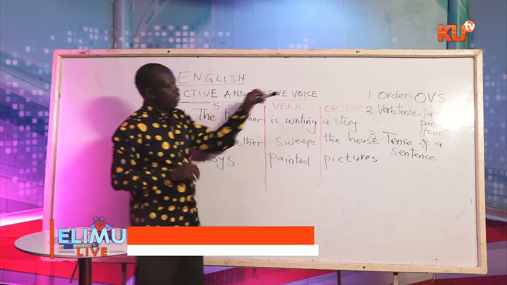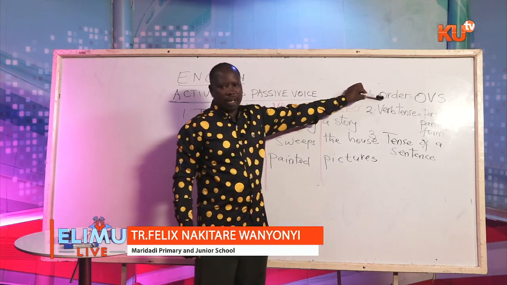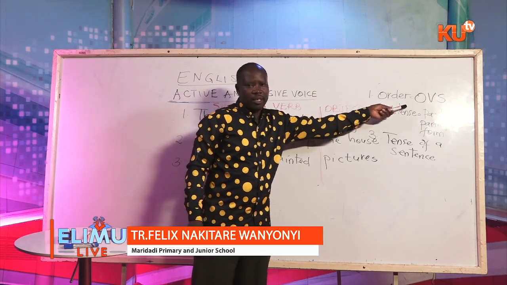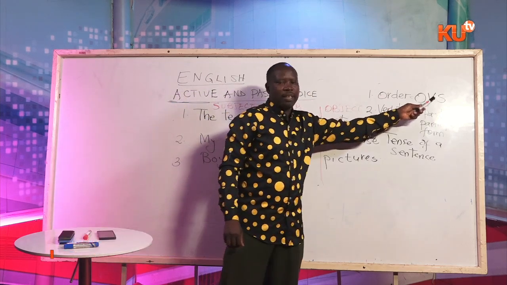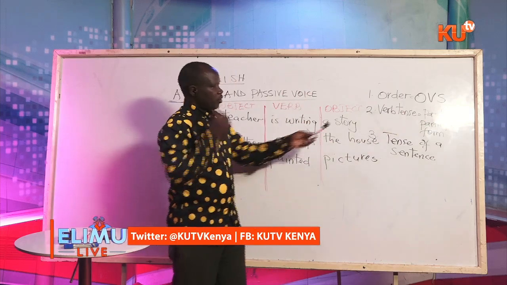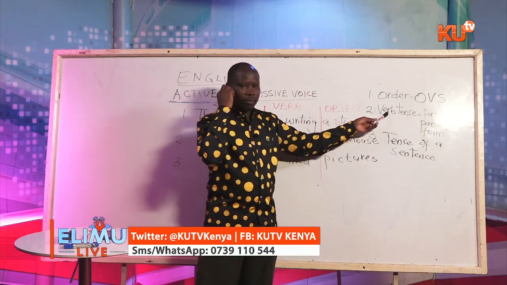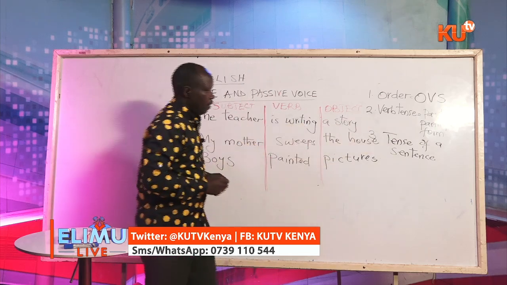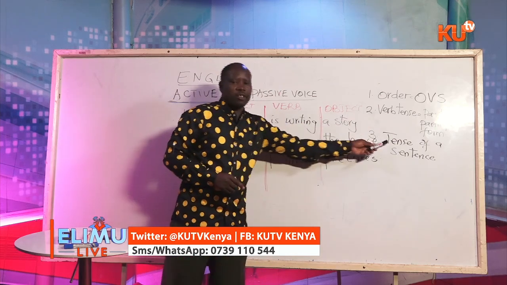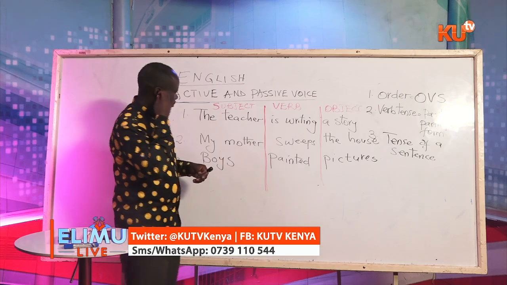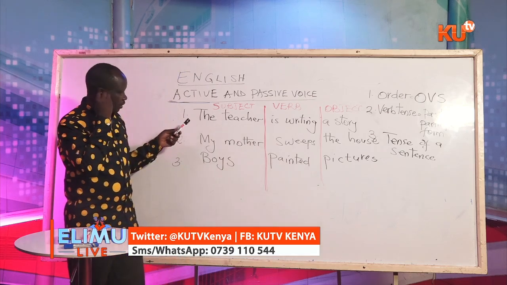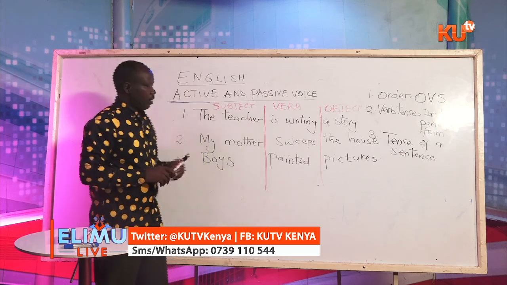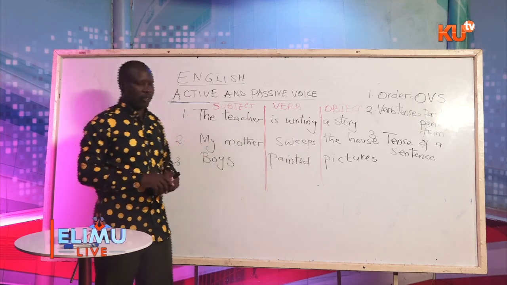So number one, you consider the order, and the order should be you start with object, followed by verb, then subject. Then rule number two, the verb must be written in past participle form. Then number three, the tense of a sentence. For instance, look at our first sentence. The teacher is writing a story.